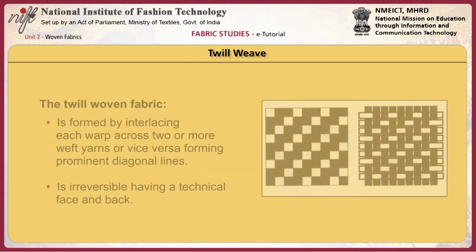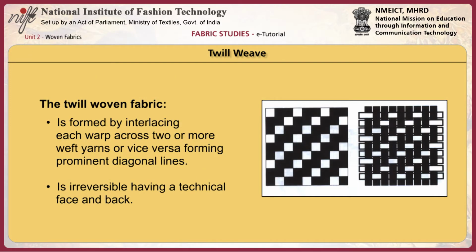The twill woven fabric is formed by interlacing each warp across two or more weft yarns or vice versa, forming prominent diagonal lines. These fabrics are irreversible, having a technical face and back. The diagonal lines reverse in direction, that is, if it goes leftwise on the face side of the fabric, it would go rightwise on the back side of the fabric.